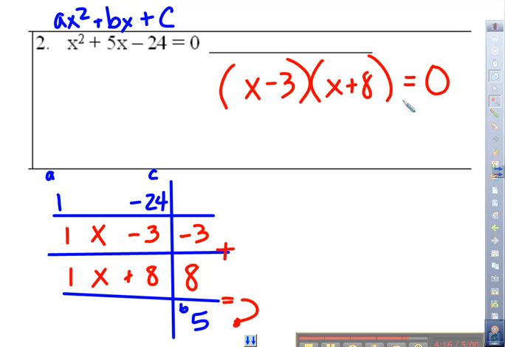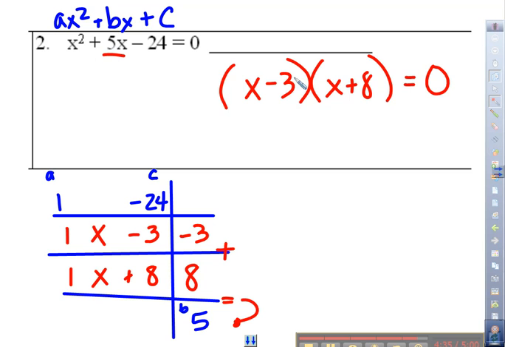Check with FOIL. Front two terms give me x squared. Outsides give me 8x. Insides give me negative 3x. What's 8x minus 3x? Last two terms give me the negative 24.